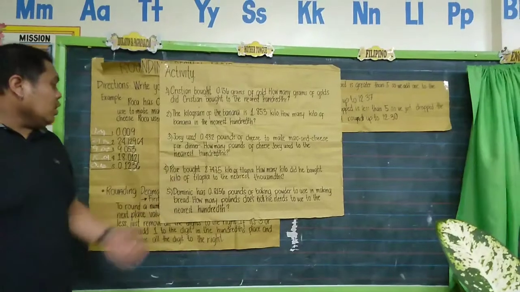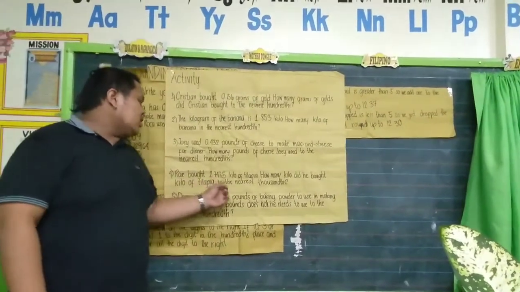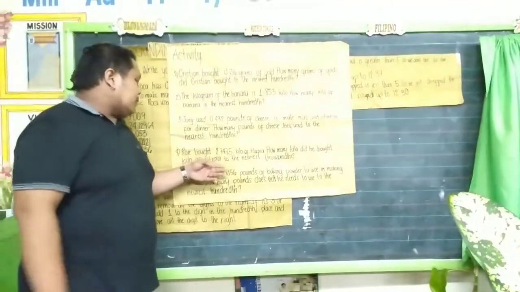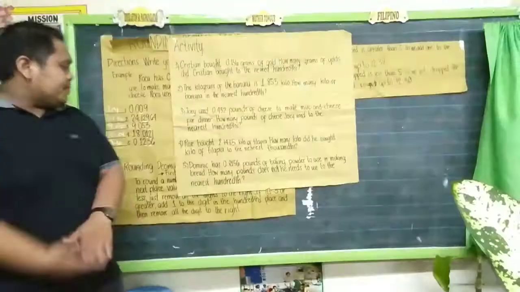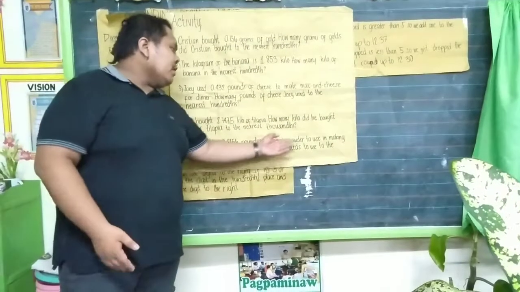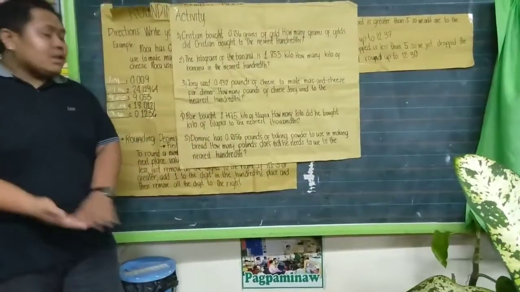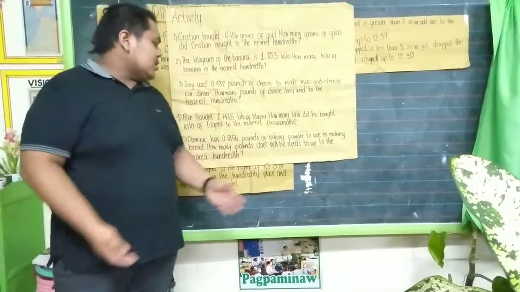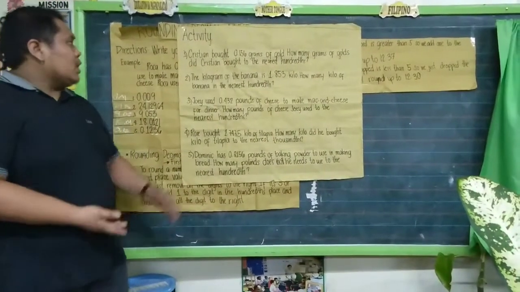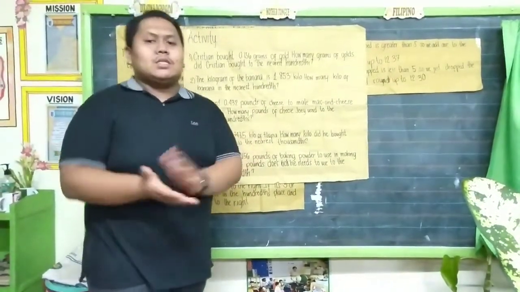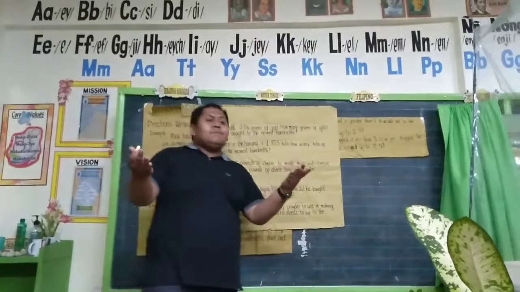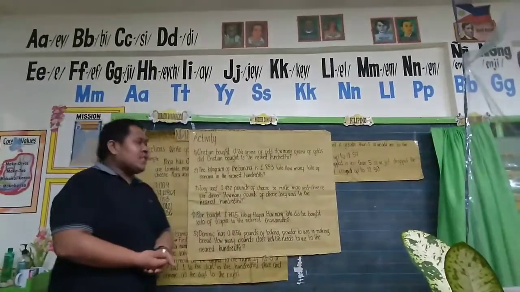Number 4. Rose bought 2.7475 kilo of tilapia. How many kilo did he buy of tilapia to the nearest hundredths? Number 5. Dominic has 0.8156 pounds of baking powder to use in making bread. How many pounds does he need to use to the nearest hundredths? In this activity, I will only give you 10 minutes to finish your work. So, you may start. Okay, time is up. So, let us answer the activity.